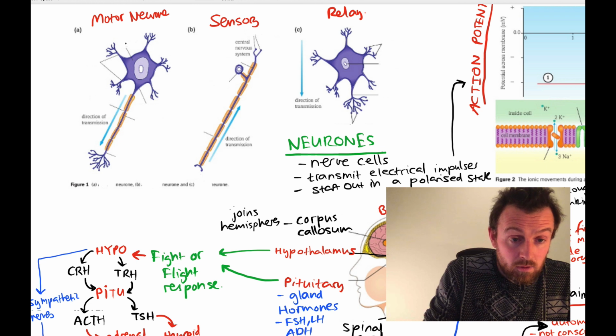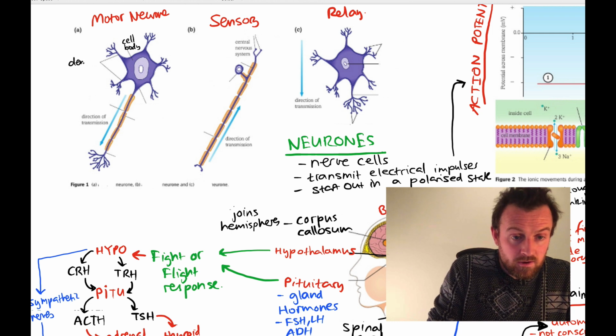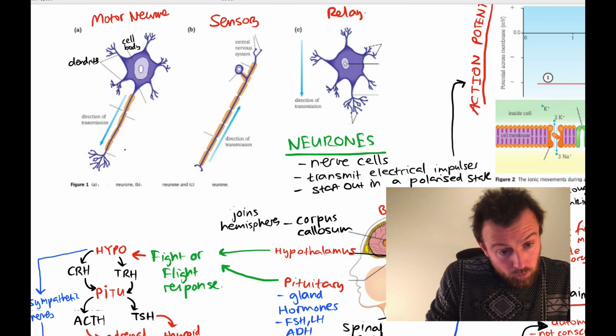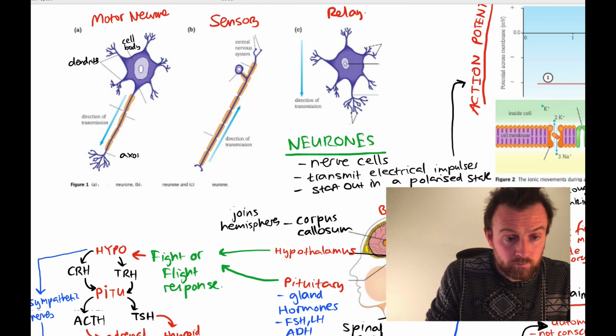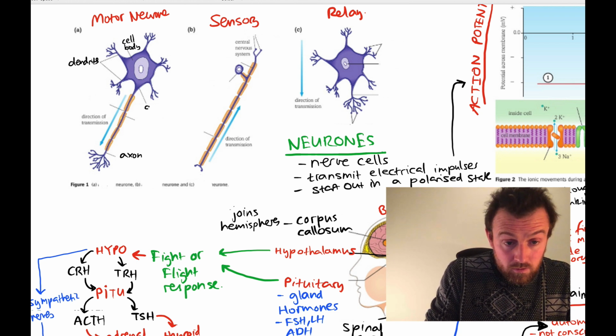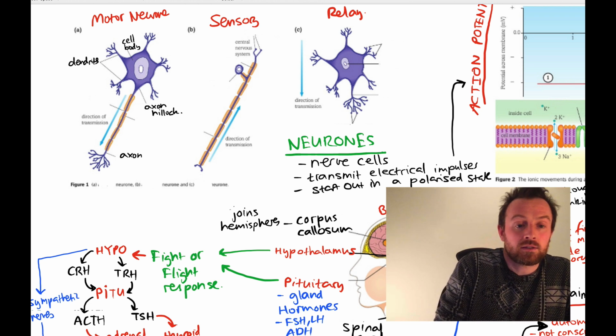So this is the cell body. These are dendrites. This is the axon. This whole long purple thing here is the axon. And this here is called the axon hillock, which is kind of the start of the axon, where it connects to the cell body. The direction of transmission is this way, down here.